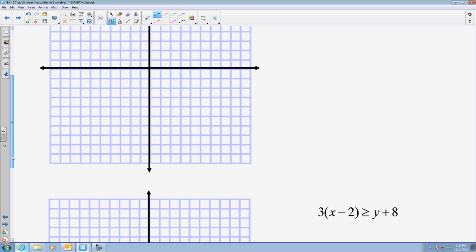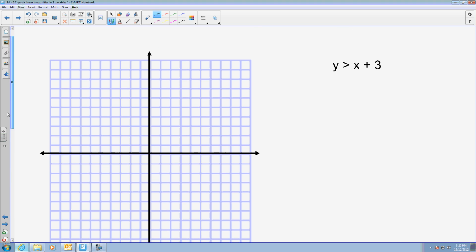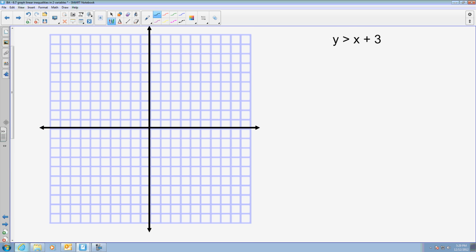So let's take a look at some more graphs. I've got 2 of them for you here. I've got y is greater than x plus 3. Treating it just like a linear equation, my y-intercept is 3, and my slope is 1 over 1. So I go up 1 to the right 1, up 1 to the right 1, up 1 to the right 1. My graph is a dotted line because it's a greater than, not a greater than or equal to, so it's a dashed line.